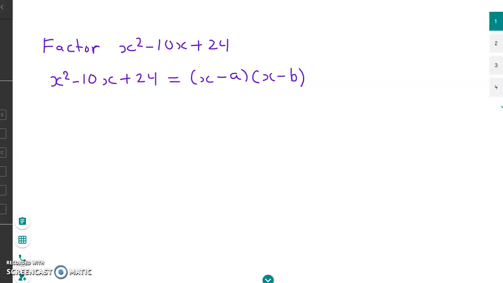Well, we want to find two integers for which, if you add them up, gives you minus 10, and if you multiply them together, gives you positive 24. That's what we're going to find out, those two numbers. So let me write what we're going to do.